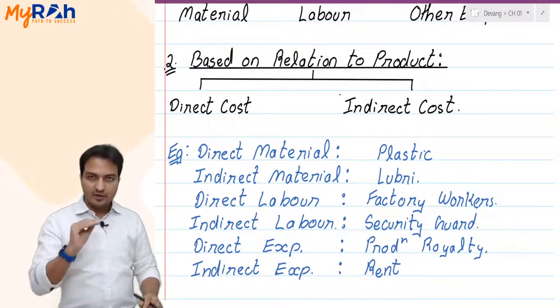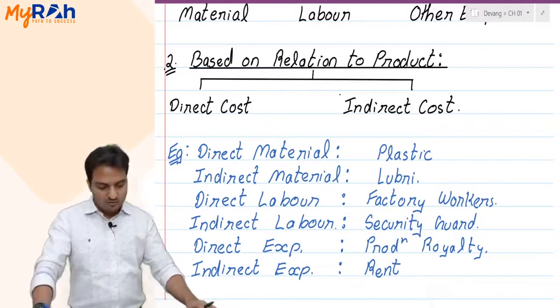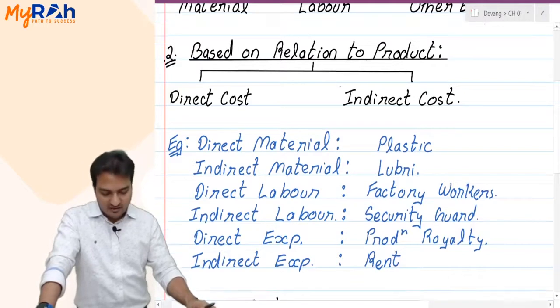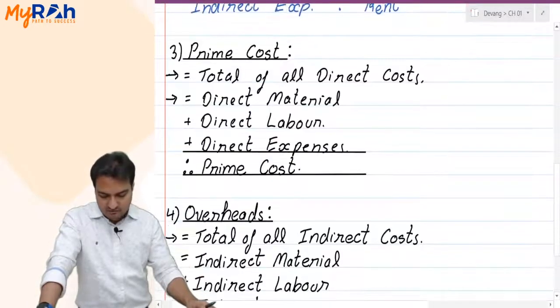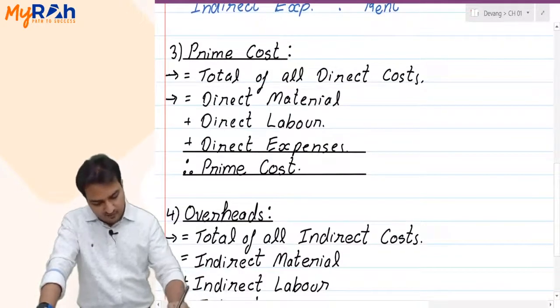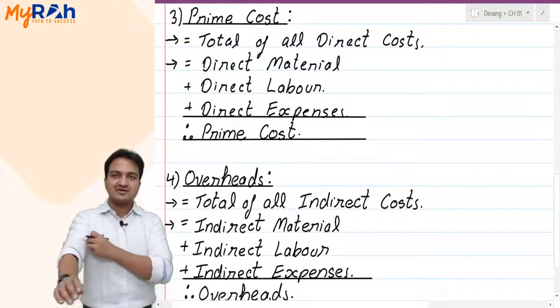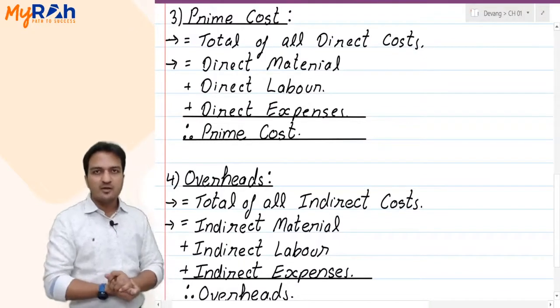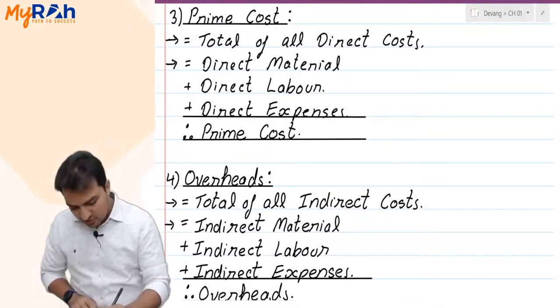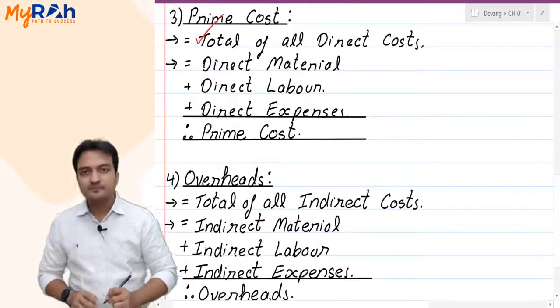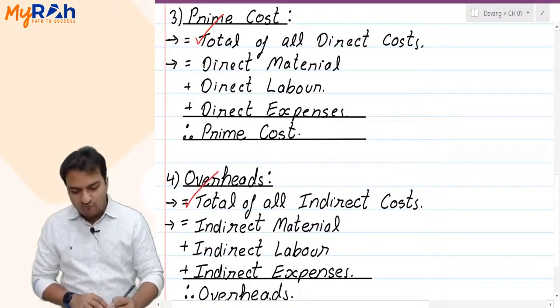Okay. Still, there are two more classification names that I need to give you. I've already written them. Look here. Two more names that you need to know. First you understand, then you can copy down. One is called prime cost, other is called overheads.